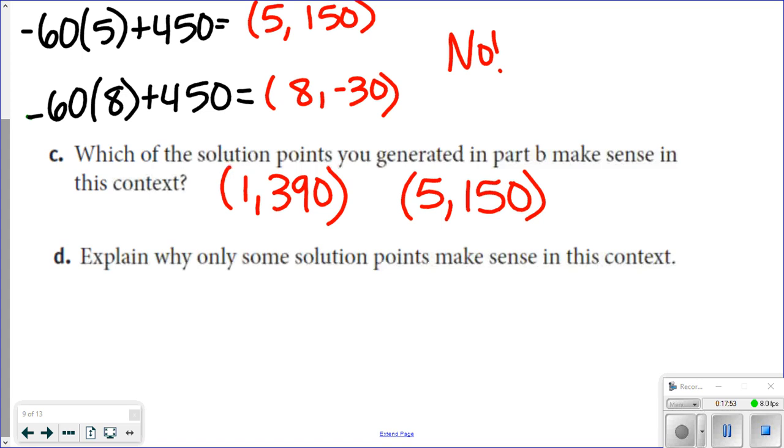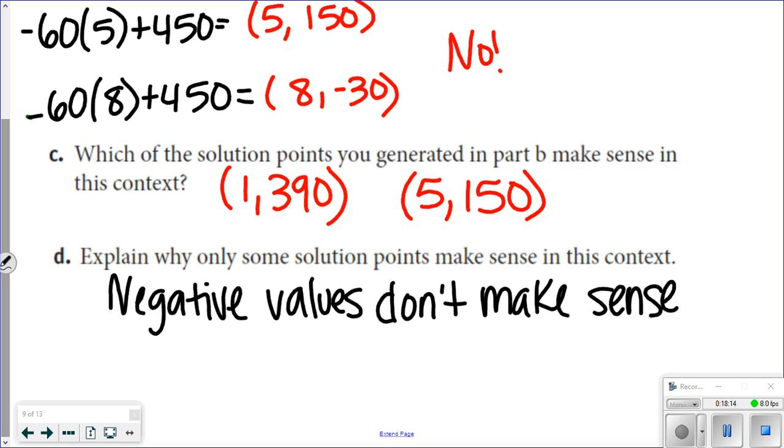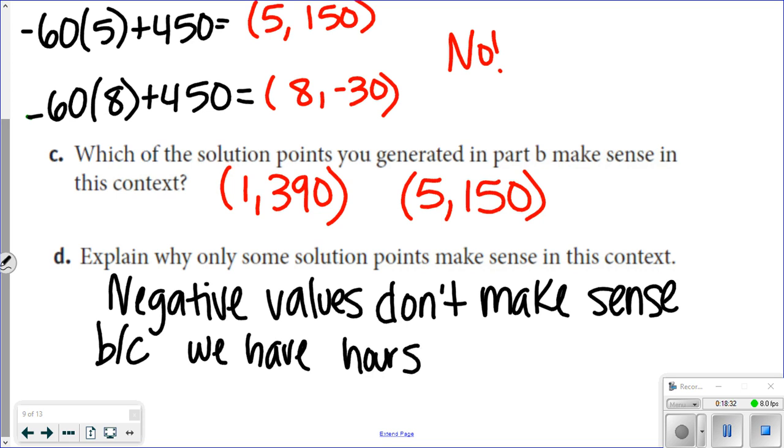Explain why only some solution points make sense in this context. Well, negative values don't make sense here because we're dealing with a real-life story problem, real-life scenario. Talking about hours and miles or distance.